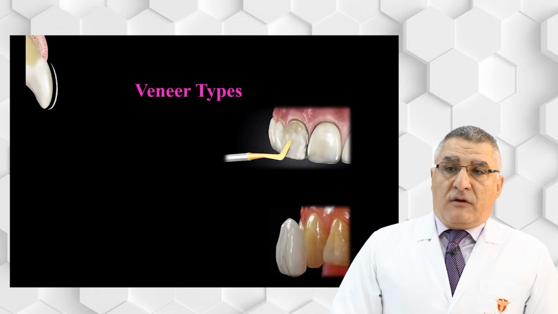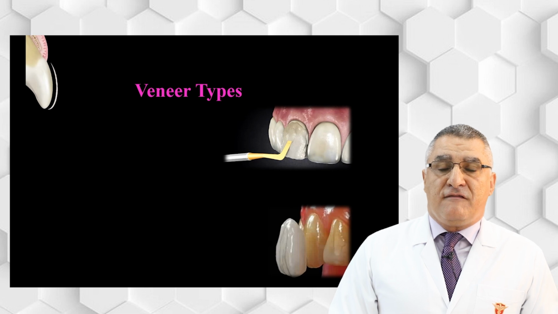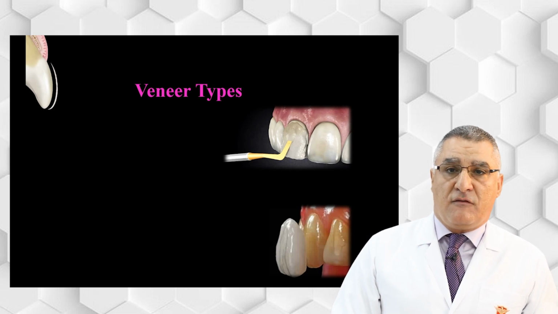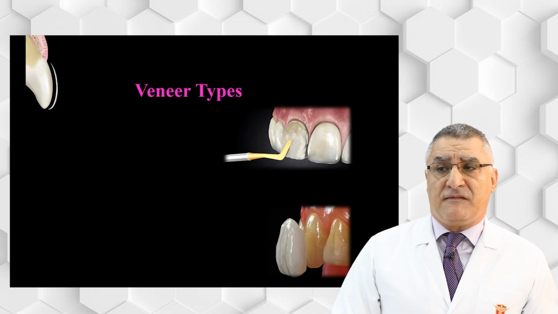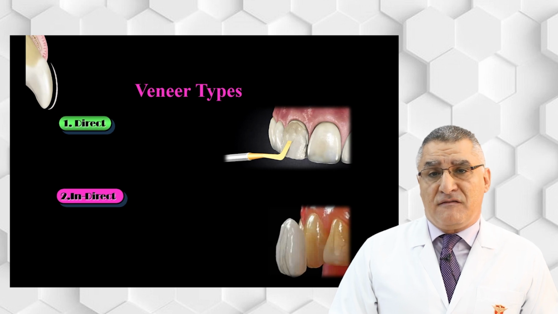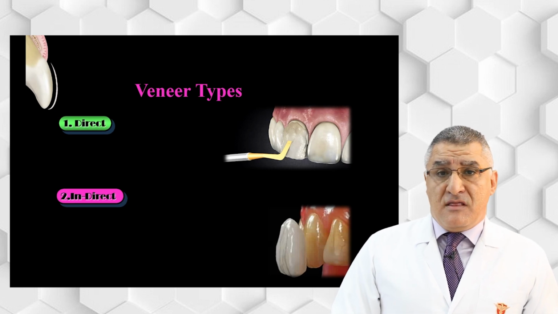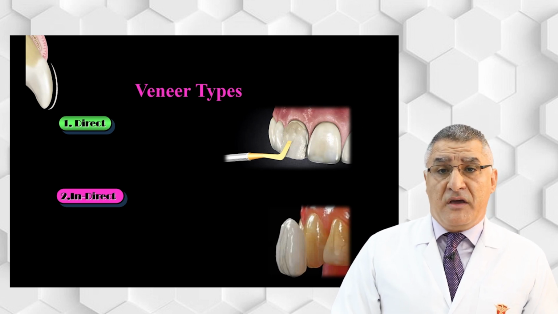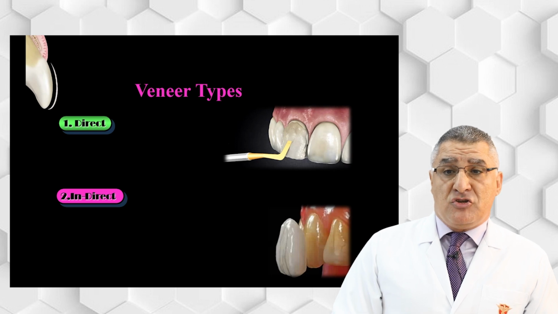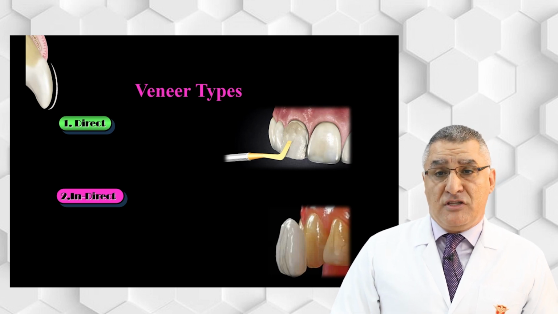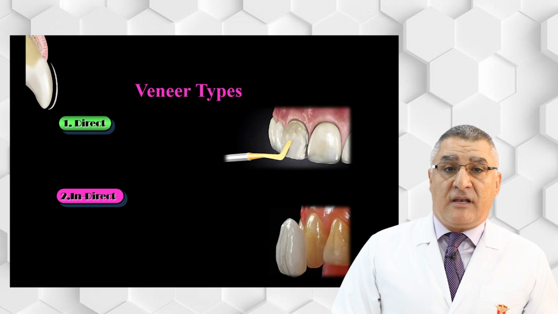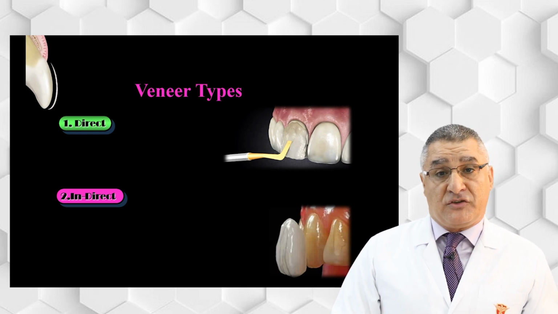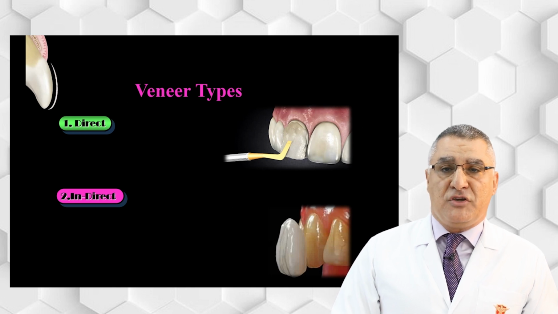Now we will go through the different types of dental veneers. What are the different types of dental veneers? Veneers could be classified into two main categories: direct veneers and indirect veneers. By its name, direct means that the dentist will do the restoration directly in the patient's mouth. However, indirect means that the dentist will do the preparation, take an impression, and send it to the lab for construction. So the indirect will be constructed in the lab. However, the direct will be constructed inside the patient's mouth directly.